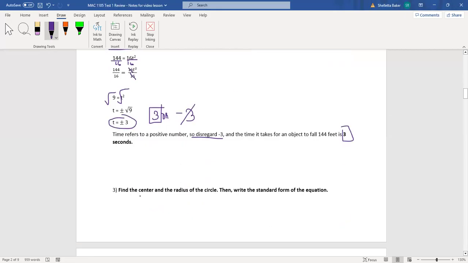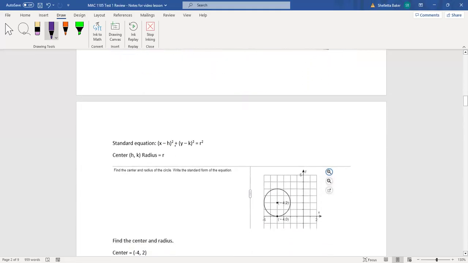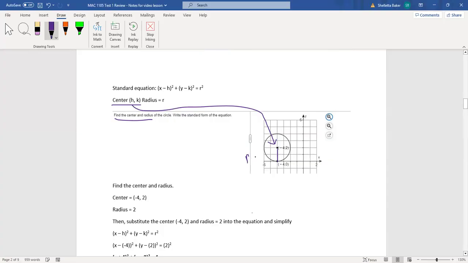For number 3, we want to find the center and the radius of this given circle, and then we're going to write the equation in standard form. So remember the standard form of an equation, x minus h squared plus y minus k squared equals r squared. What we want to do first is find that center and the radius. Remember, the ordered pair format for our center is h, k. Now look at our given circle. We see our center is here at -4, 2. So here's our center. And then the radius, that distance from the center of the circle to the end point, is 2 units. So our radius is equal to 2.